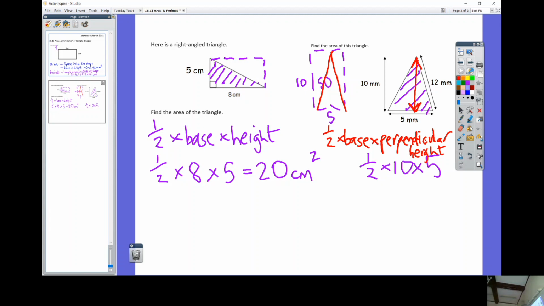So what do you think is the classic mistake? You do half times 5 times, well, what would be the classic mistake? Half times 5 times 10. That would be correct. To work out the area of that triangle, you do half times 5 times 10. What don't you do?